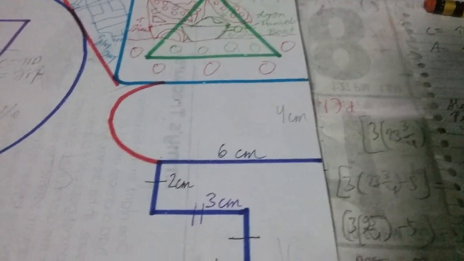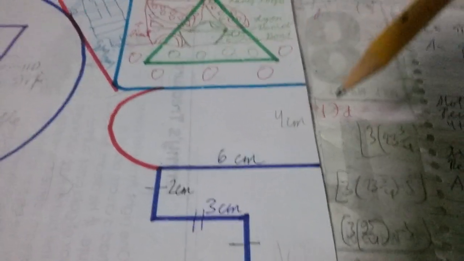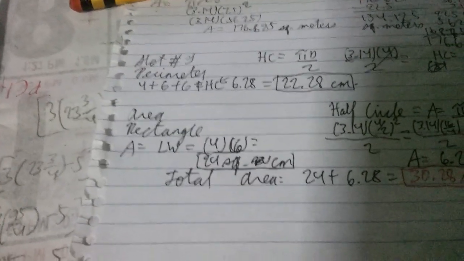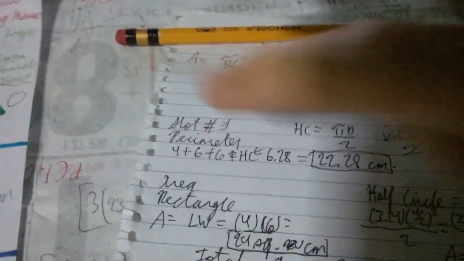But here's what we can do. First, let's get the 3 first. So we need to add the 6 centimeters plus the 4 centimeters plus the 6 centimeters. Ito po yung formula ko. So we have this, the perimeter: 4 plus 6 plus 6 plus the HC.